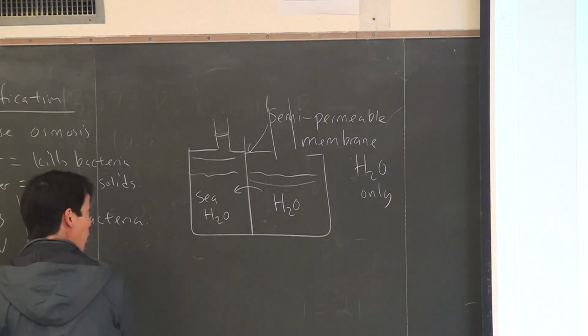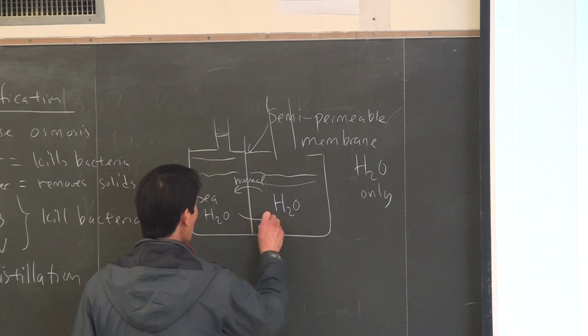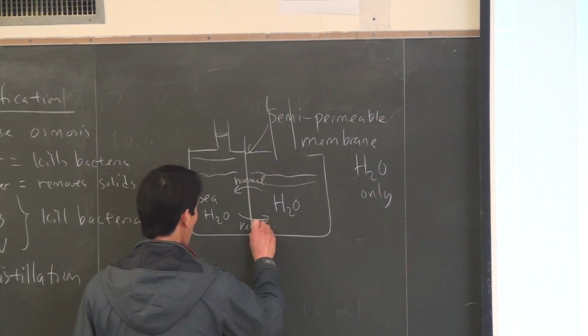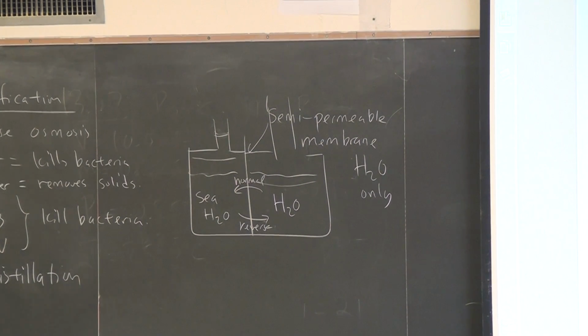Okay, so this is for normal osmosis, and this is for reverse osmosis. So let's calculate this osmotic pressure so that we can get a reverse osmosis system to work.